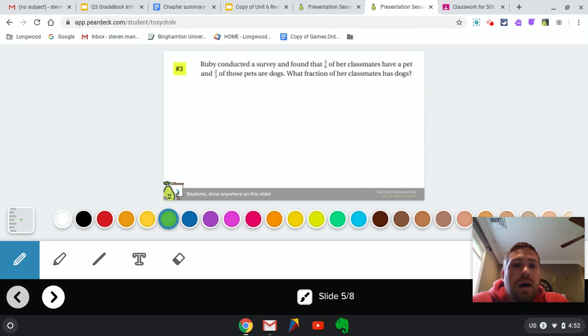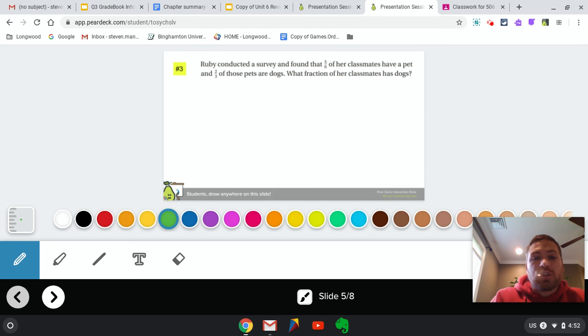Number 3. Ruby conducted a survey and found that 5/6 of her classmates have a pet, and 2/3 of those pets are dogs. What fraction of her classmates has dogs? So again, we're looking at first a fraction, like a group, not the whole group, but a piece of their class that have a pet. And we're looking for what fractional piece of their class have dogs.